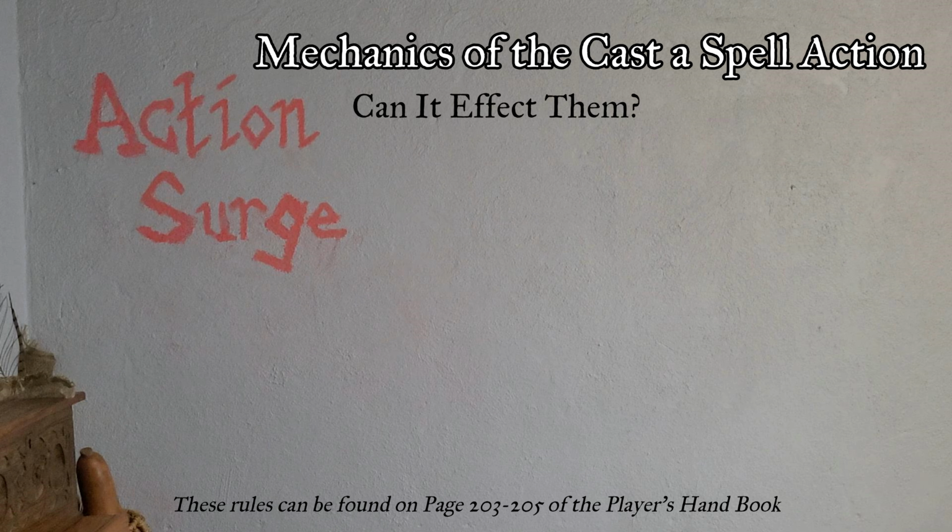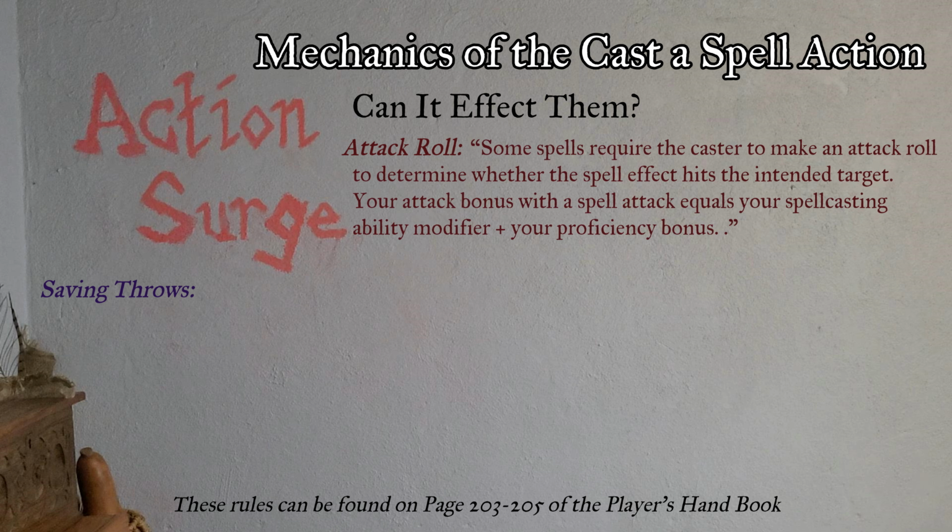After knowing who is possibly affected by a spell, we have to determine whether or not it worked. A d20 will usually be rolled for every target to determine if they were affected independently. What changes is whether the spellcaster is going to make an attack roll or if the target will make a saving throw to resist the effect. Some spells require the caster to make an attack roll to determine whether the spell effect hits the intended target. Your attack bonus with a spell attack equals your spellcasting ability modifier plus your proficiency bonus. Aside from your to-hit bonus on the d20, these attack rolls follow all the same rules as a weapon-based attack.